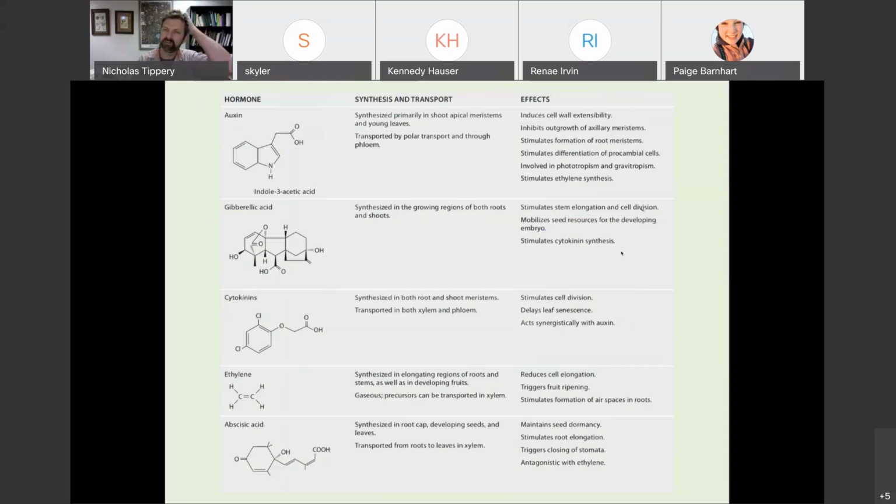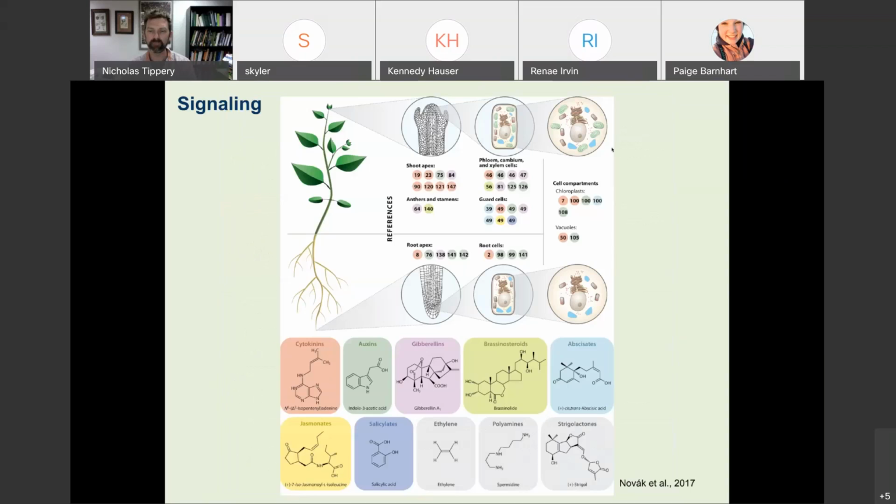Maybe it's worth dwelling on this slide a little bit, just to give you an idea of the kinds of processes that are influenced by hormones. So leaf senescence, so leaves dying at the end of the summer, maybe as the plant gets older, can be encouraged or delayed. Another hormone stimulates cell division, stimulates root meristem formation, and so on. So lots of different research directions to take on this one.